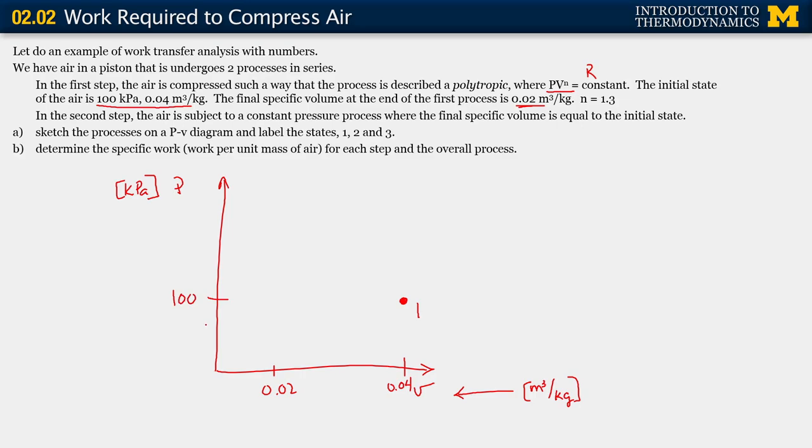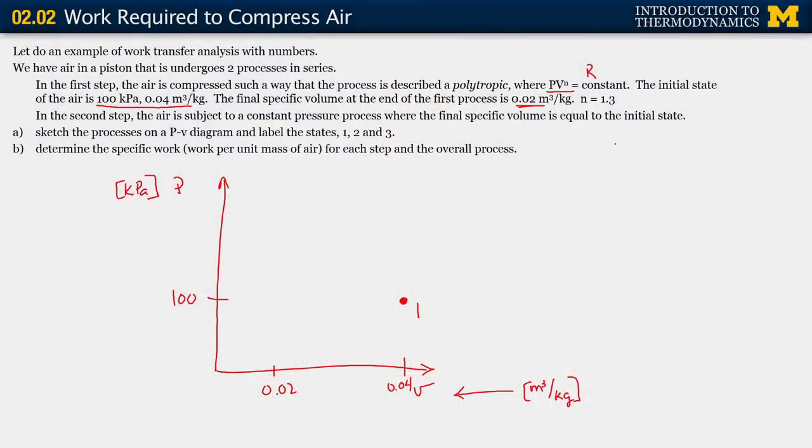What we don't know is what's the final pressure. If you compress a gas, ask yourself what's going to happen to the pressure. Will it increase or decrease? Okay, so hopefully you thought it's going to increase. So we know the pressure is going to be somewhere higher on this axis. Question is how much higher? You have enough information to determine that.